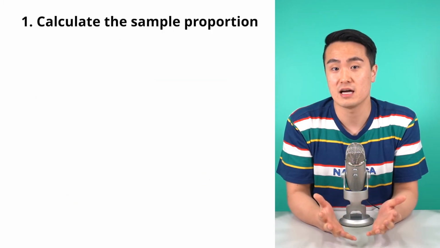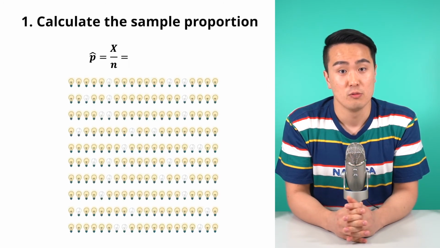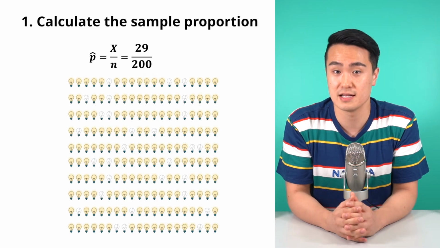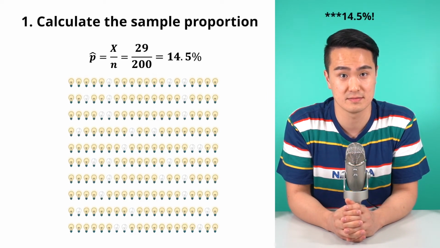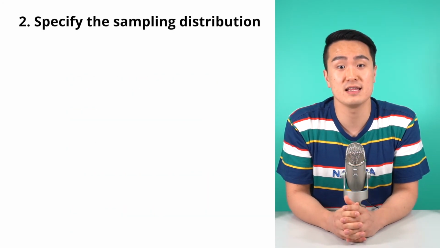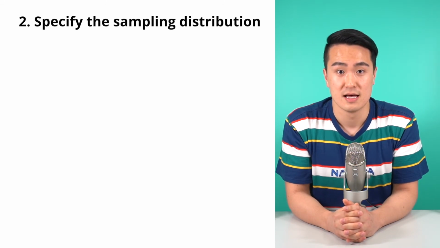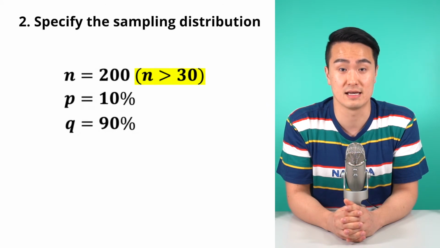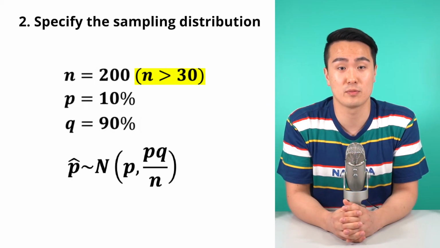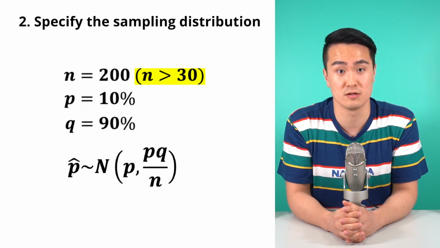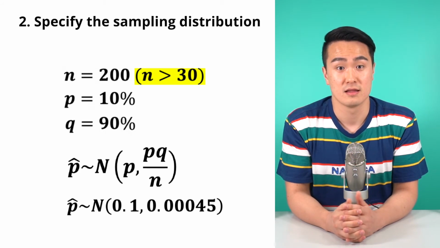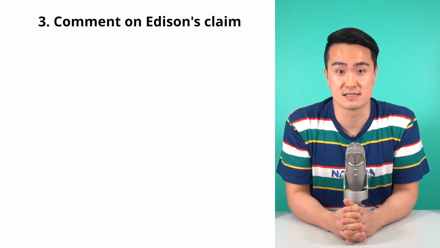Number 1. Calculate the sample proportion. We found 29 defective light bulbs in our sample of 200, hence p hat is 12%. Number 2. Specify the sampling distribution. Since the sample size is large enough at 200, we can apply the CLT. Hence, the sampling proportions will be normally distributed with mean p and variance pq on n. Number 3. Comment on Edison's claim.